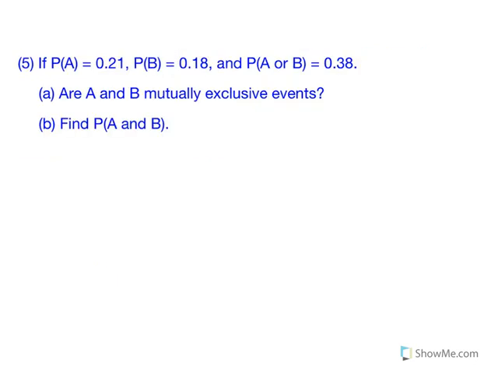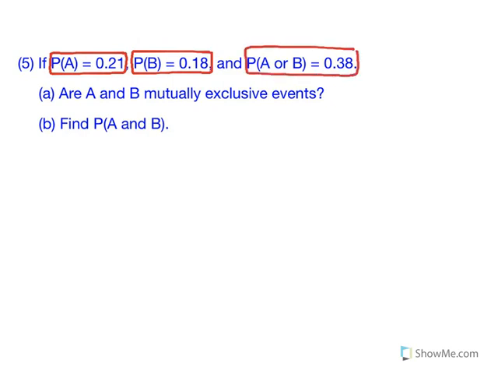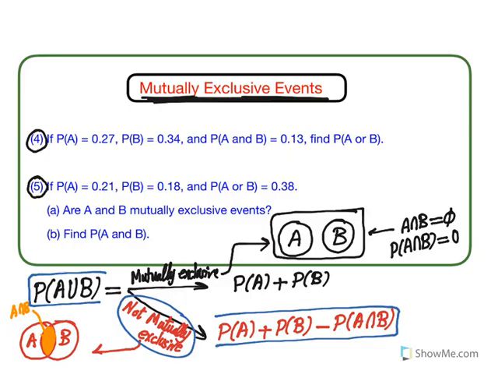In this last part, they are giving us that the probability of A is 0.21, probability of B is 0.18, and probability of A or B is 0.38. And then the first question, are A and B mutually exclusive events? So let's answer it first before we do B. If they're asking you, are they mutually exclusive, then if you want to remember, if they are mutually exclusive, then the probability of A or B must be the same as the probability of A plus the probability of B.